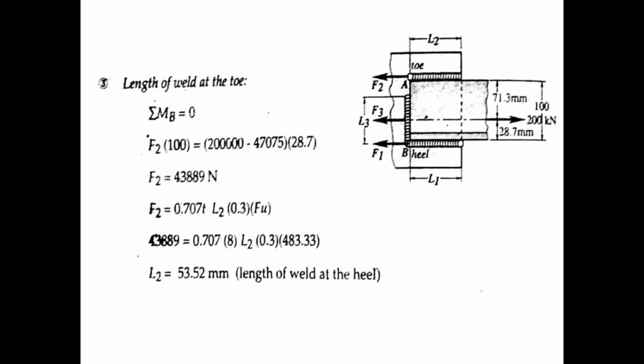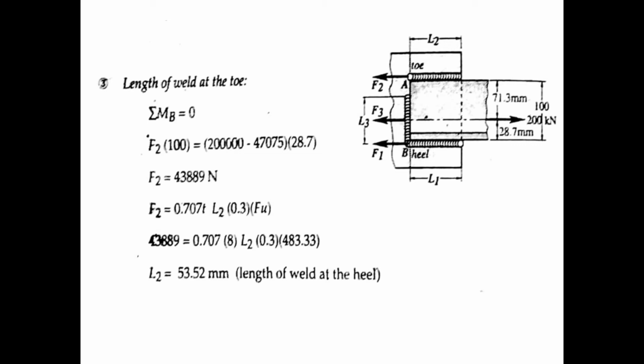So next is the length of weld at the toe. So we have summation of moment B is equal to 0. So F sub 2 times 100 is equal to 200,000 minus 47,075 multiplied by 28.7, which is the value of Y sub 2. So our F sub 2 is equal to 43,889 Newton.